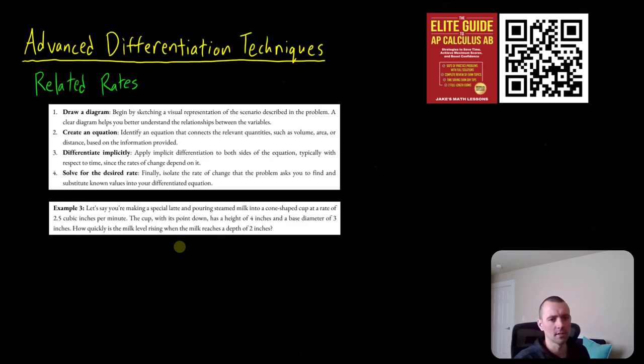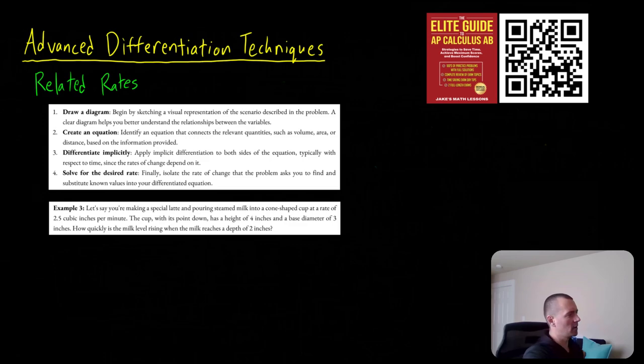But today we're going to continue our discussion of advanced differentiation techniques by discussing related rates. So you can see I've already got a couple things up here on the screen. We're going to go ahead and dive into an example. The other thing that I do have here is kind of my general blueprint, step-by-step process that you want to think about for related rates problems.